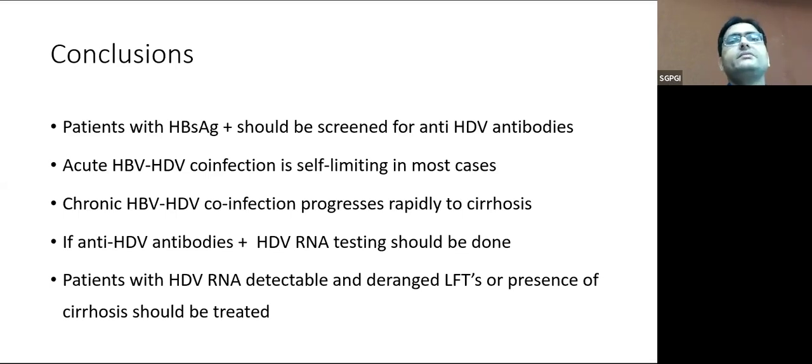If anti-HDV antibodies are present, then you have to test for HDV RNA. And if HDV RNA is detectable along with deranged LFTs or presence of cirrhosis, you have to treat the patient. What is the treatment for hepatitis D virus? Pegylated interferon alpha and bulevirtide. What is bulevirtide? An entry inhibitor, and it acts on which receptor? NTCP. What is the full form of NTCP?